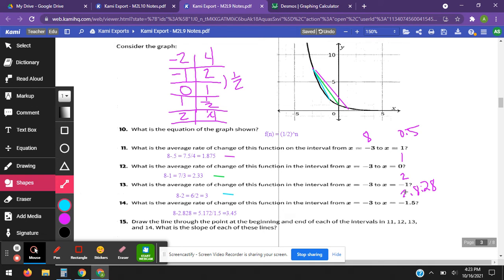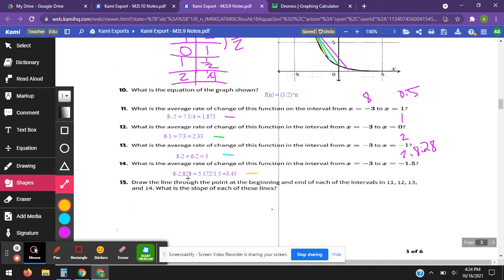And then negative 3, one more, we'll do yellow for this one. Negative 3 to negative 1.5. So negative 3, 1.5 is probably about right there. Okay, so about right there. All right. Might have been a little high. Anyway, you can kind of see the different lines on there. So what is the slope of each of these lines?